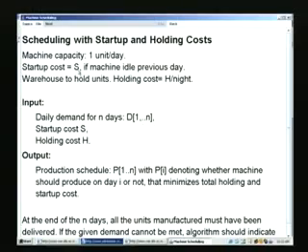Clarifying again, if the machine was on yesterday, then I don't pay a startup cost today if I want to keep the machine working. If the machine was off yesterday, but I want to start it today, then I will have to pay a startup cost.